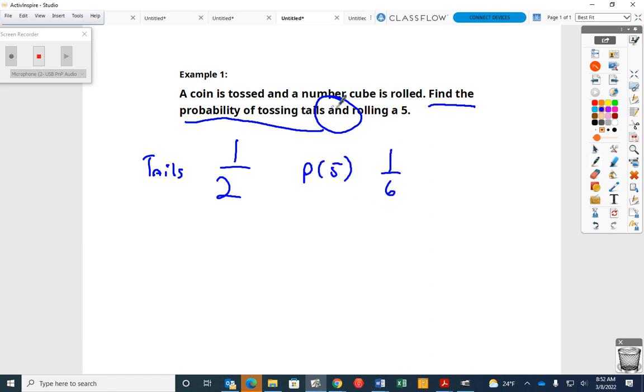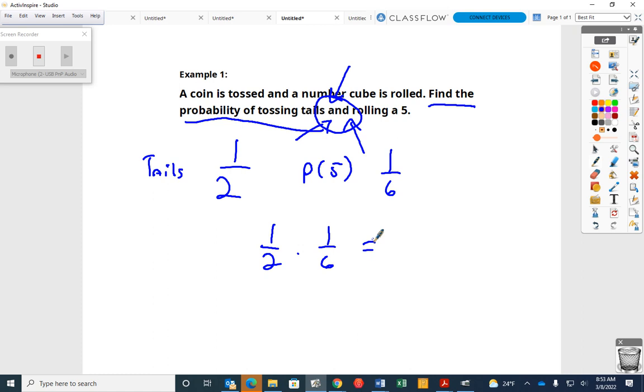Now, this thing right here, this is a very important word, because not only do I have to flip a tails, but I also have to roll a 5. Let's say that you win $100 if you flip a tails and you roll a 5. If I just flip a tails and I don't roll a 5, did I win? No. Both of those have to happen. So if I wanted to figure out the probability of that happening, I'm going to take these two fractions, and what do you think I'm going to do with them? Not add them, but multiply.